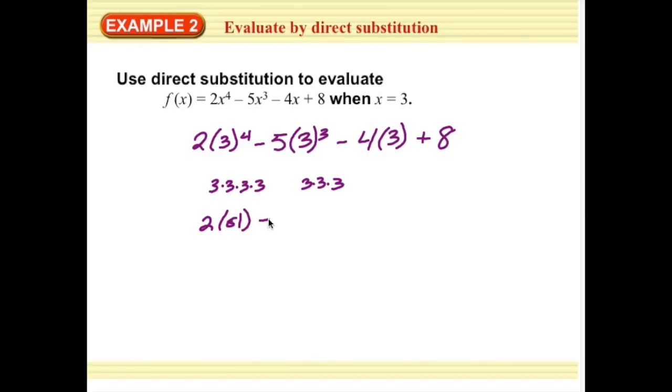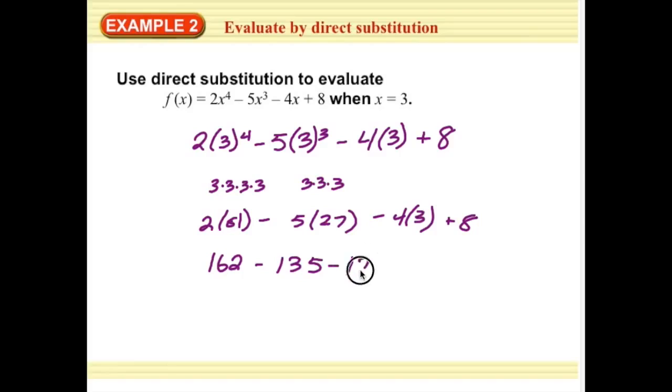So 2 times 81 minus 5 times 27 minus 4 times 3 plus 8. And then again, do my multiplication, just continue simplifying. That's going to give me 162 minus 135 minus 12 plus 8. Which all comes out to 23. So it's just that simple. It's really just substituting to evaluate that expression.